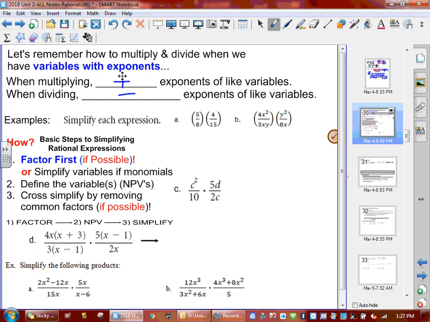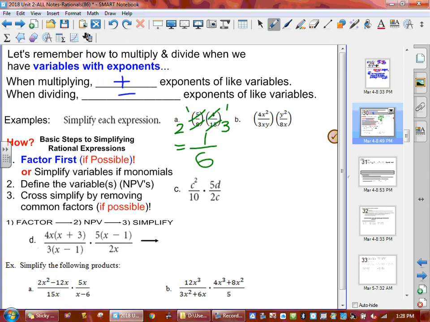Okay, 5 and 15 divided by 5, becoming a 1 and a 3. What else can I do? 8 and 4 becomes a 1 and a 2. So when I multiply my numerators, that gives me a 1 on top, and I multiply 2 and 3 on the bottom and get a 6. Okay?